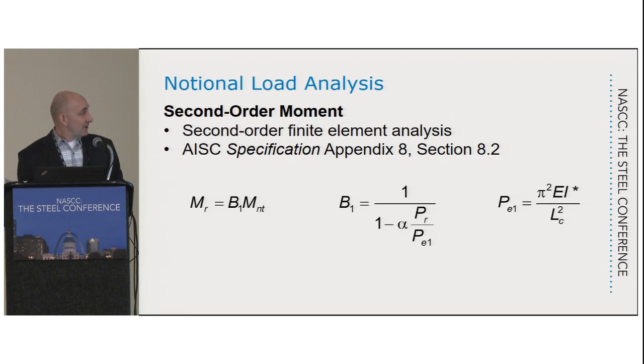I will say that M sub NT, if all you have on your column is the axial load, is going to be based on those notional loads, that uniform notional load over the height of the column. If you do have additional moments on your column, you would add those two together.